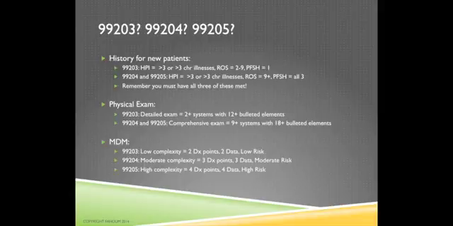Medical decision making or complexity for a new patient. Low complexity for a 203 means you have a couple of diagnosis points, a couple of points from data, and they're low risk. 204, moderate complexity, 3 points on data and diagnoses, moderate risk, and a 205 means 4 diagnosis points, 4 data points, and high risk. That's why a 205 from an insurance standpoint is awfully hard to do, because a lot of the time you're missing some component in that 205.